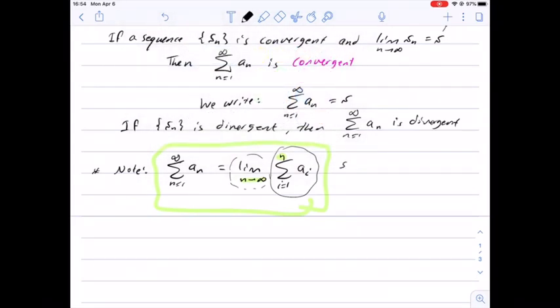So this says the sum of the series is the limit of the sequence of partial sums.